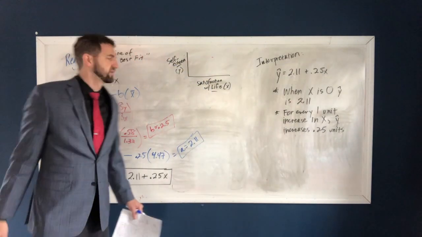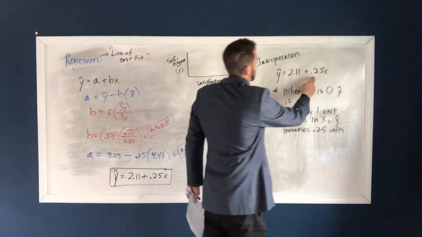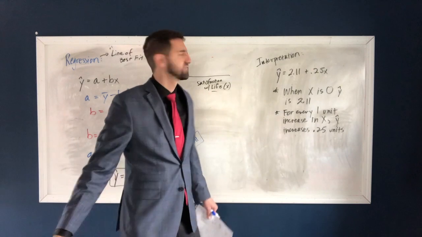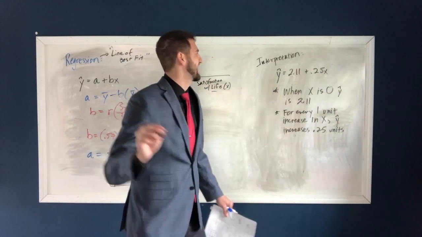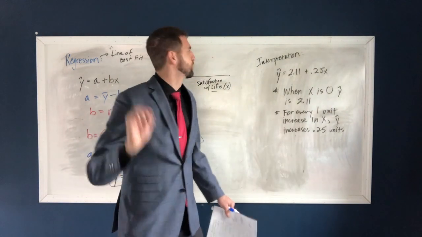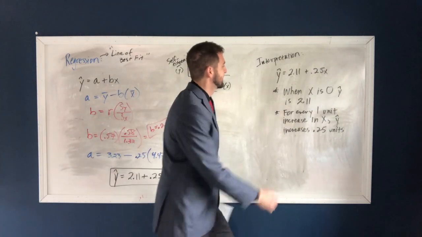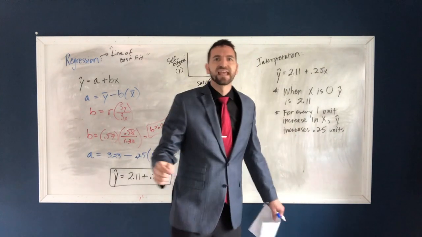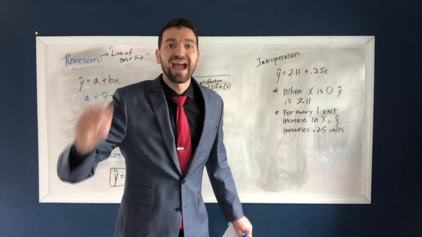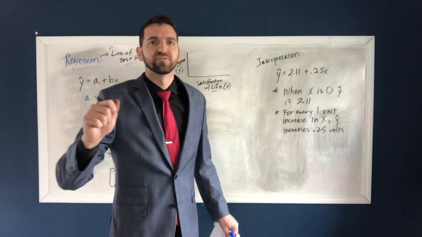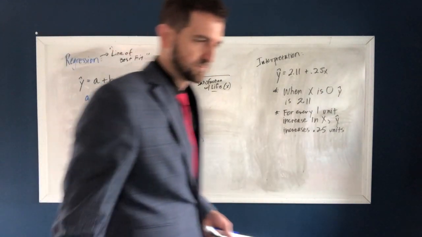So one thing to note is if your slope is negative, so let's say we had a regression equation of y hat equals 2.11 minus 0.25x, then right here, instead of saying increases 0.25 units, it would actually decrease by 0.25 units.